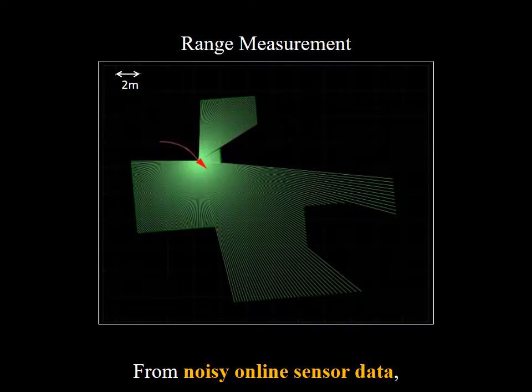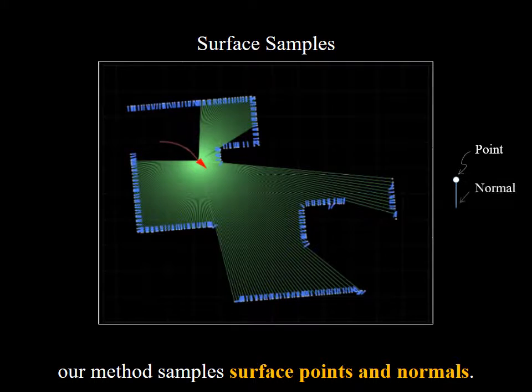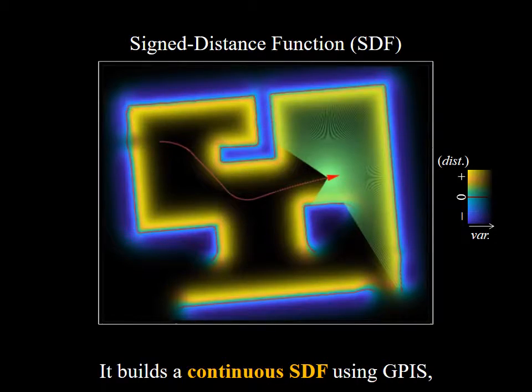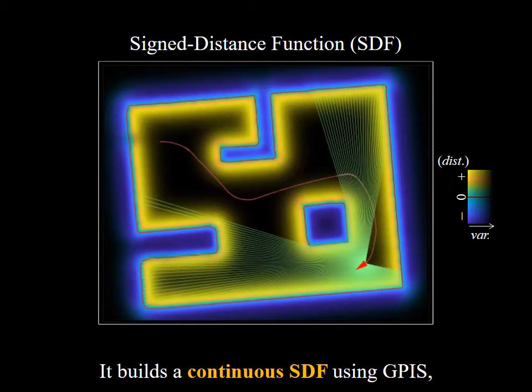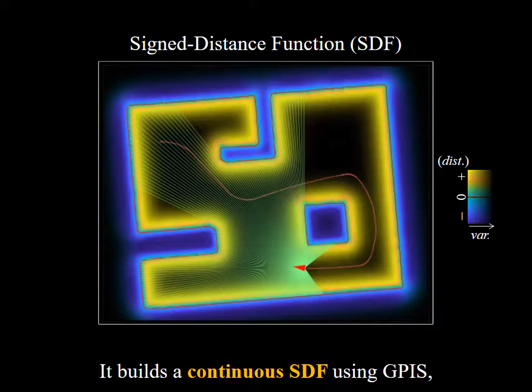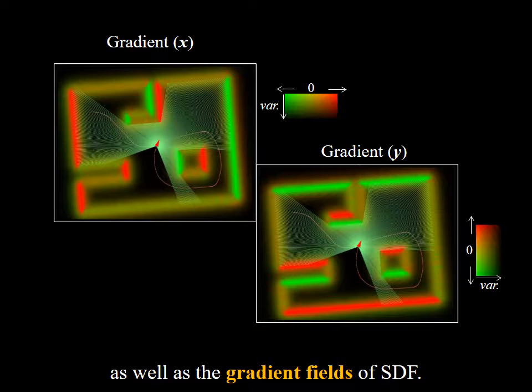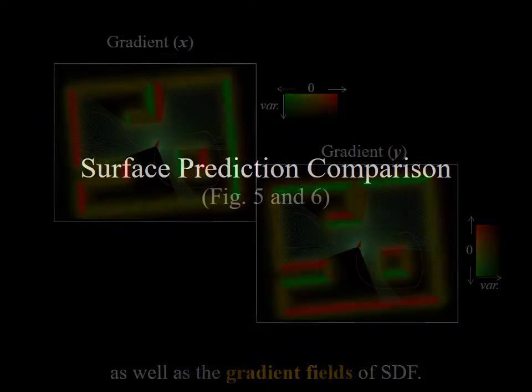Mapping begins with noisy online range sensor data, from which we sample surface points and normals. This allows us to build a continuous signed distance function representation of the map, modeled by a Gaussian process implicit surface, which we will denote as GPIS. We can also obtain distance gradient fields from GPIS, which can be very useful for robot planning.